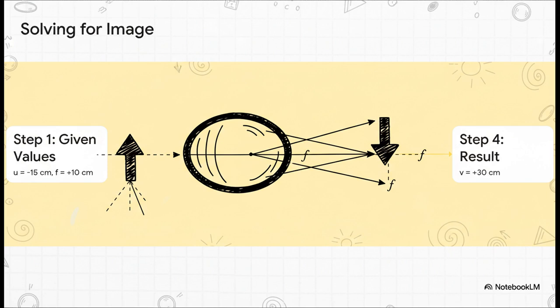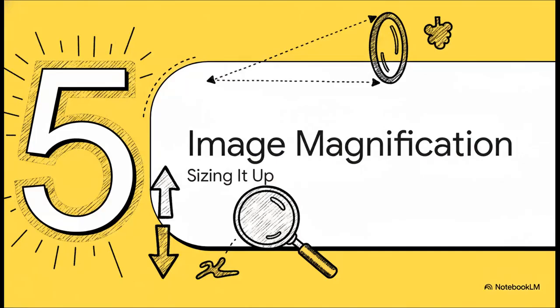Let's just walk through a quick example. Let's say we put an object 15 centimeters away from a convex lens that has a 10 centimeter focal length. Using our sign rules, u is -15 and f is +10. We just plug those numbers into the formula, do a little bit of algebra to solve for v, and bam! The answer is +30 centimeters. That plus sign tells us the image shows up on the other side of the lens. Simple as that.